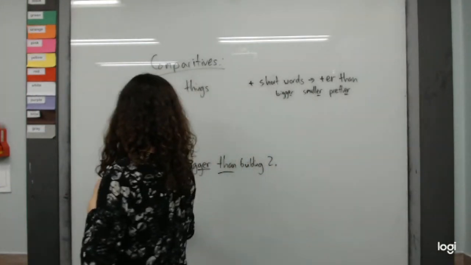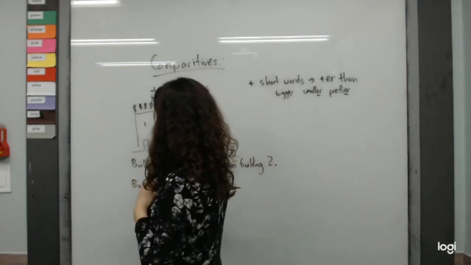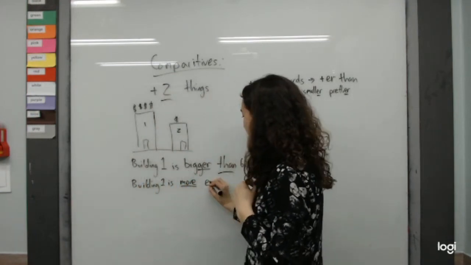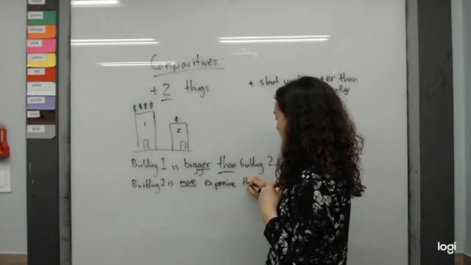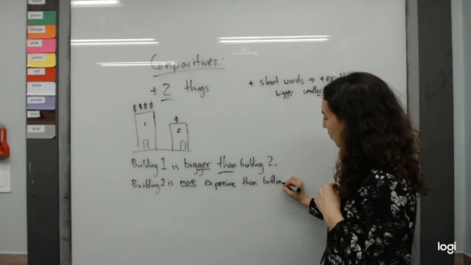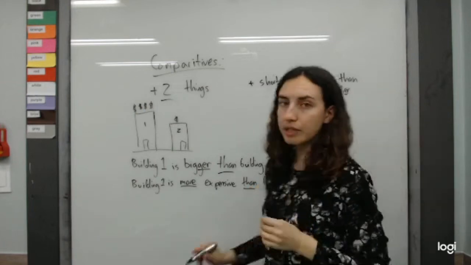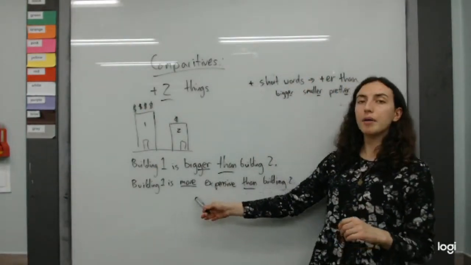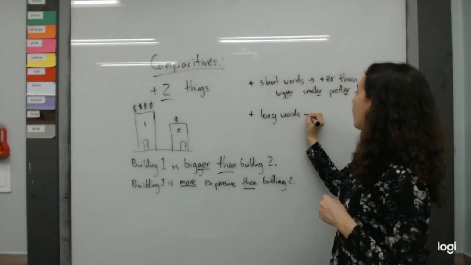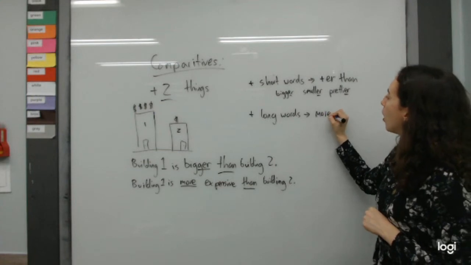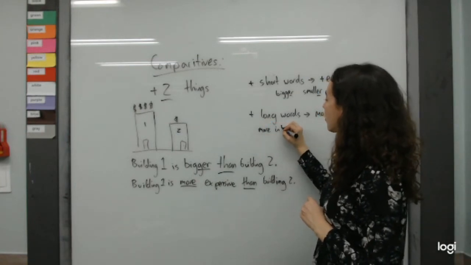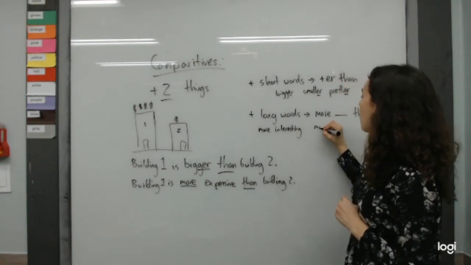The next one we can say is building 1. We are talking about the number of dollars. We will say building 1 is more expensive than building 2. So we see, for this one, we say more than. So for long words, we go to more than. So we can say more expensive or more interesting or more beautiful.